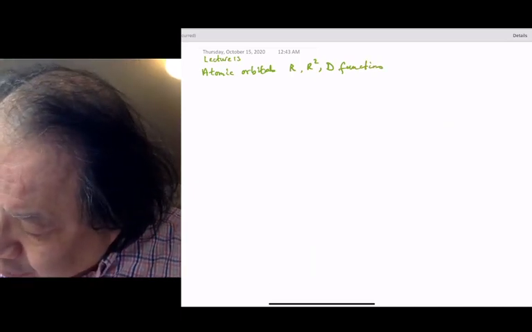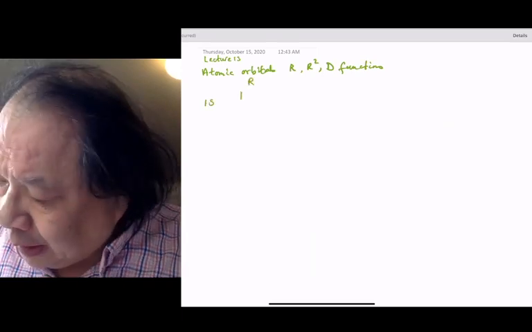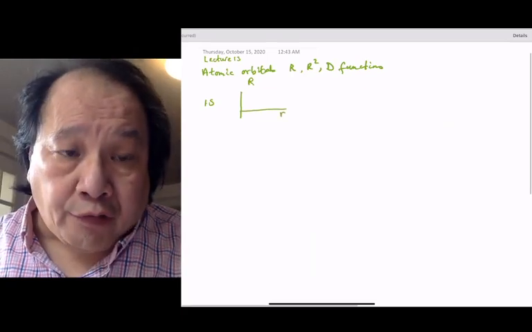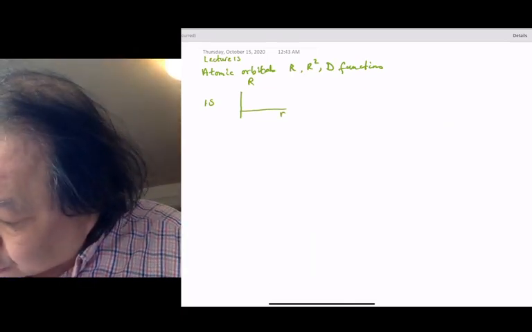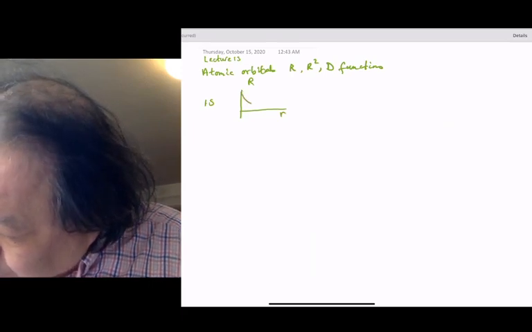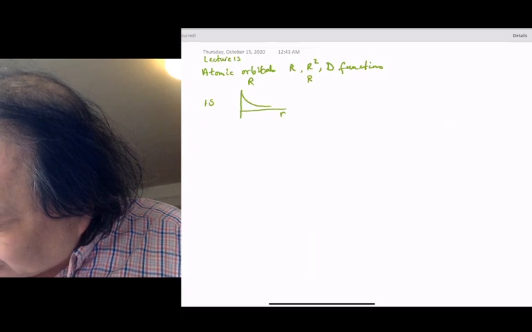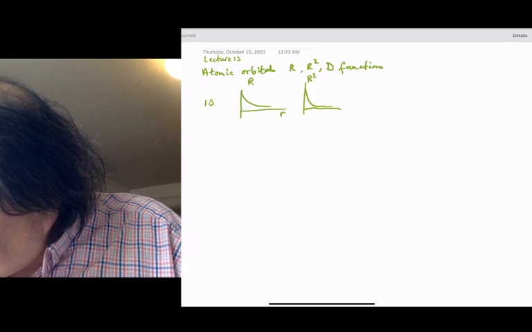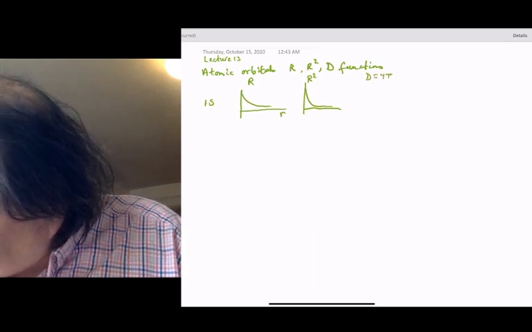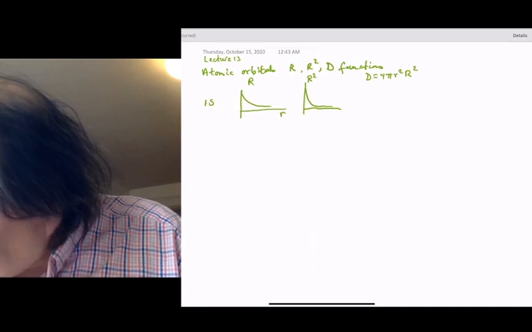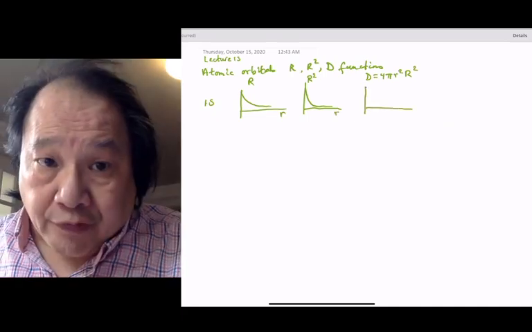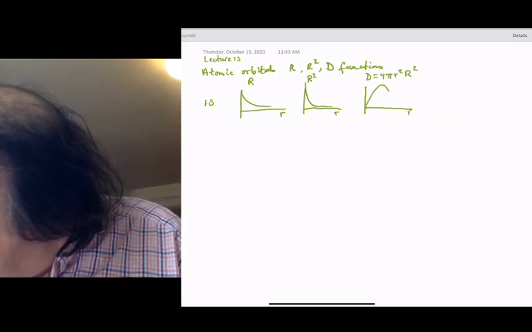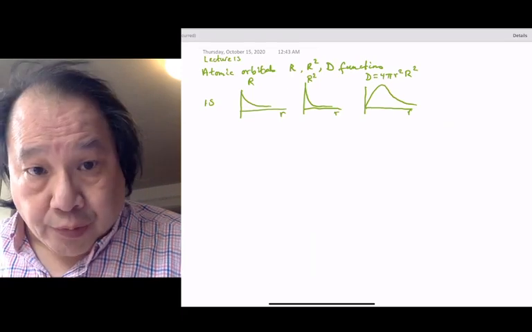So here's 1s, R. S orbitals are the only orbitals that start at a non-zero value. They do not have a node going to the origin, and 1s has no nodes. R squared is just the square of that. But D is equal to 4 pi little r squared, capital R squared. And at the origin, the value of little r is 0. So when I multiply these two, the D function looks like this. And that's the correct picture for 1s.